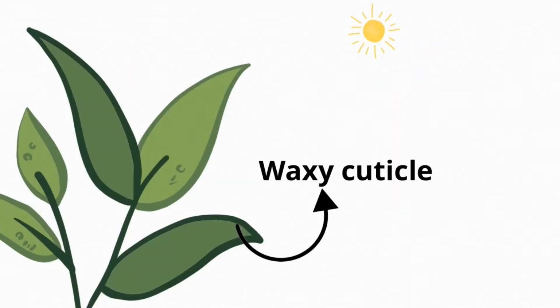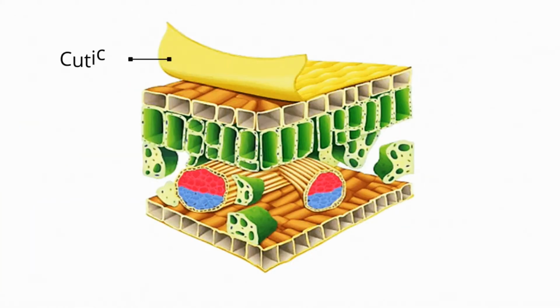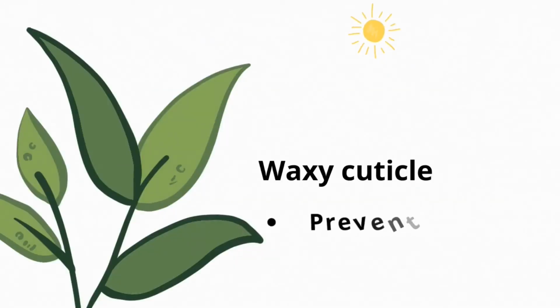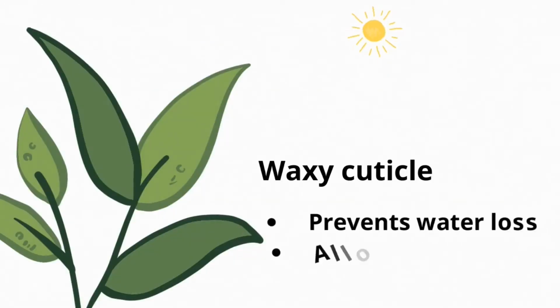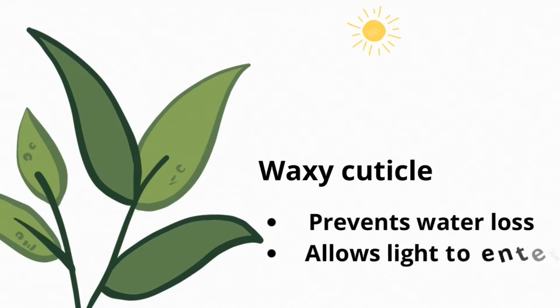First is the waxy cuticle. It is a transparent and waterproof layer of the leaf. Its function is to prevent excess water loss from the leaf, and being transparent allows light to enter the cell.